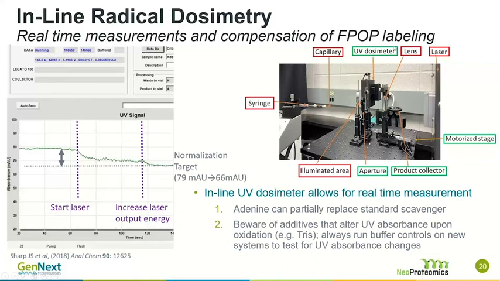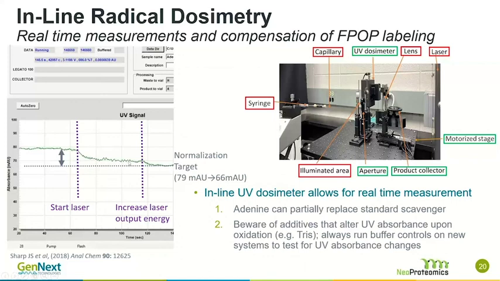Using an inline radical dosimeter like we have here, we can measure it in real time. So this is a real experiment that we did. We measure our UV absorbance. We see a UV absorbance of our adenine at 79 MAU. We turn our laser on, and we see that it drops down here to about 70 MAU.